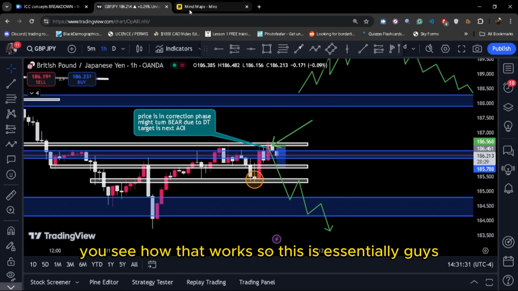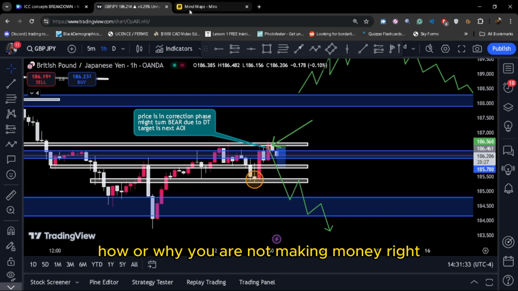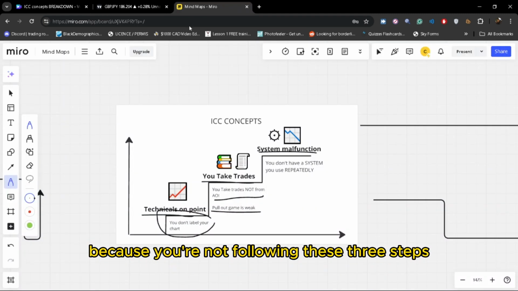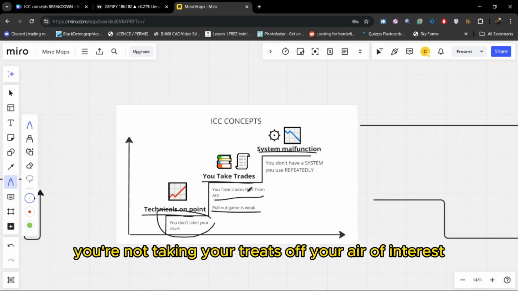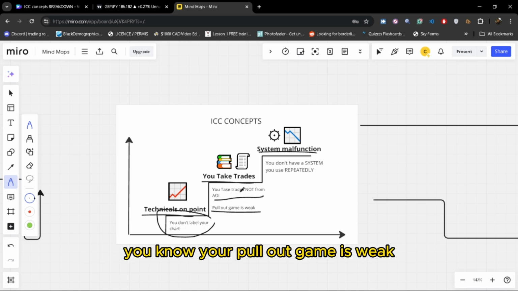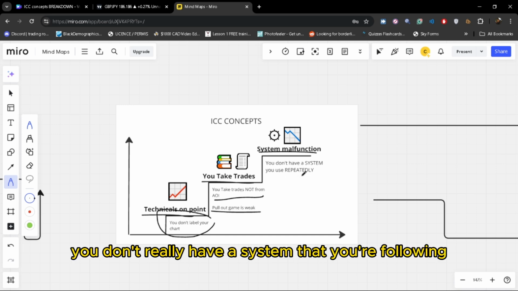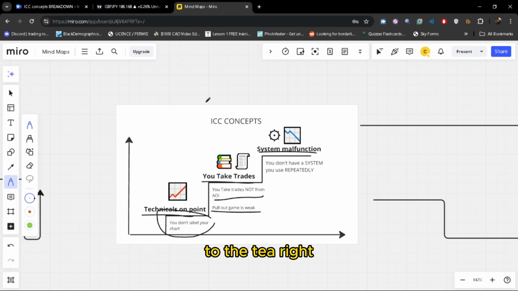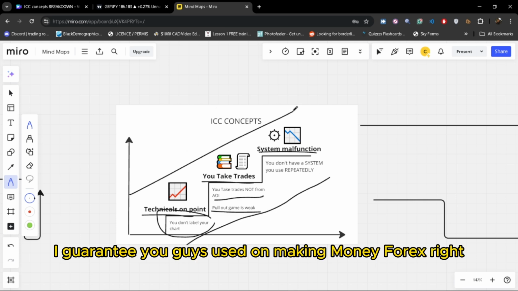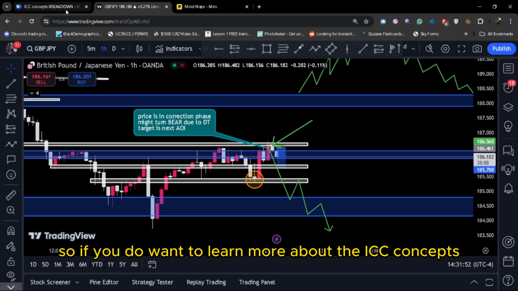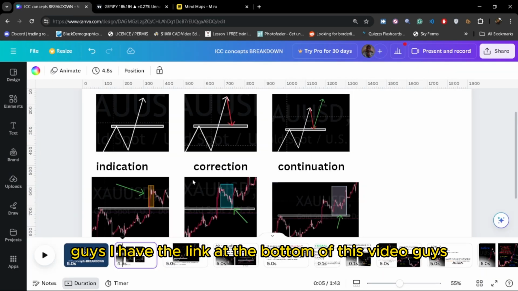So this is essentially, guys, how or why you are not making money, right? Because you're not following these 3 steps. You're not labeling your charts. You're not taking your trades off your area of interest. Your pullout game is weak. You know what I mean? And then you don't really have a system that you're following to the T. So if you can have these 3 in check, guys, I guarantee you, you will start making money in Forex.